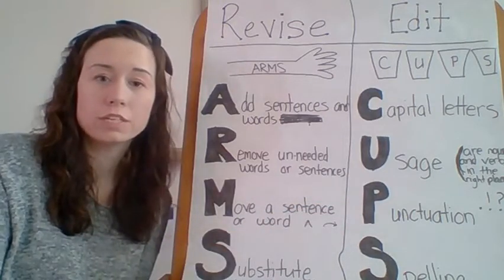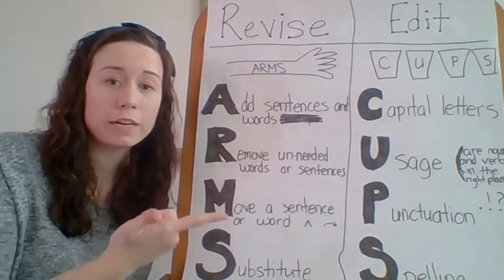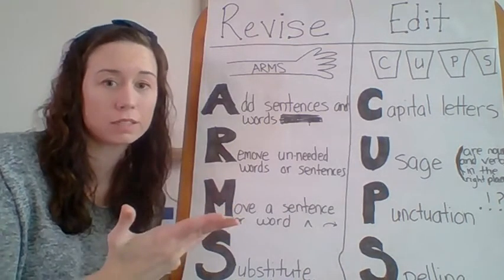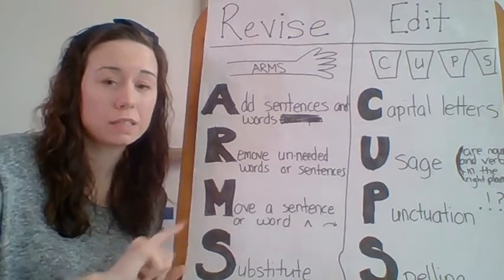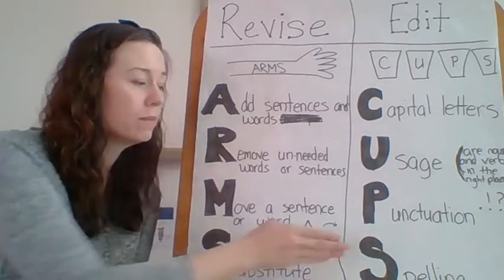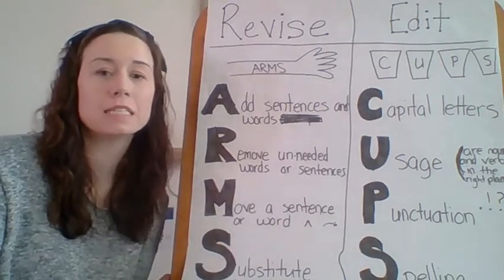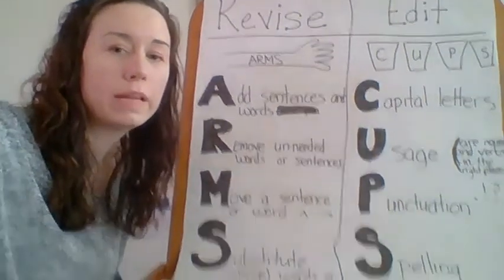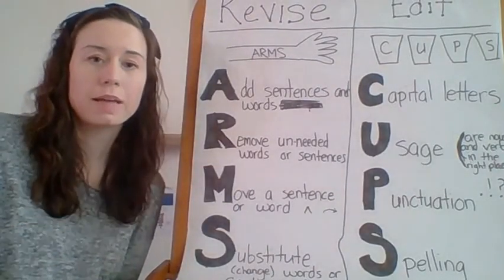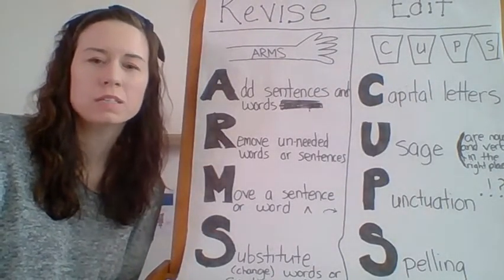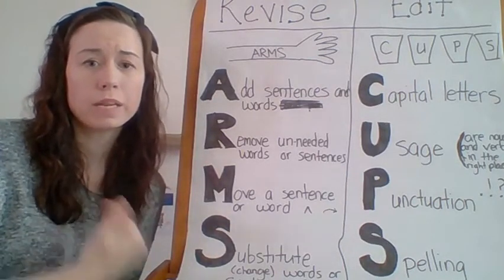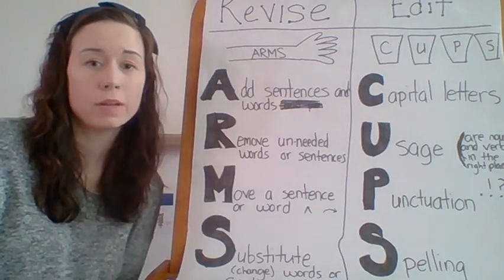P, punctuation, so we have commas, periods, exclamation marks, and question marks. Really see if those are correct in your story. And the last one is spelling. So if you are unsure about spelling, circle it and maybe have your mom or dad take a look at it for you. Or Miss Barr can even help you. If you want to Zoom me, I can help.